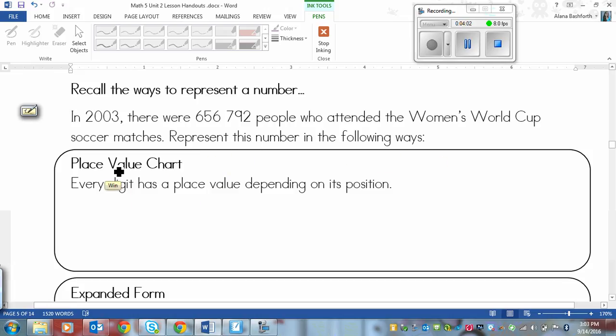So in a place value chart, it's different from the one above, and I'll show you how to do it. So every digit has a place value depending on its position. This one's easier to make. So you want to make a chart like, that's not very straight.